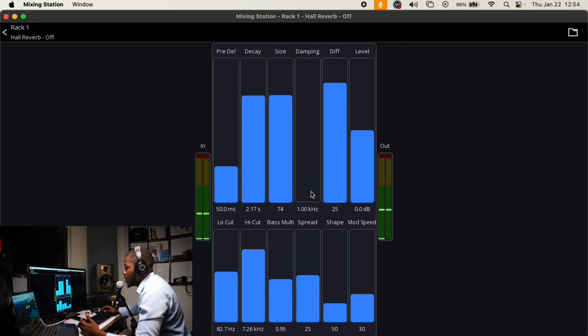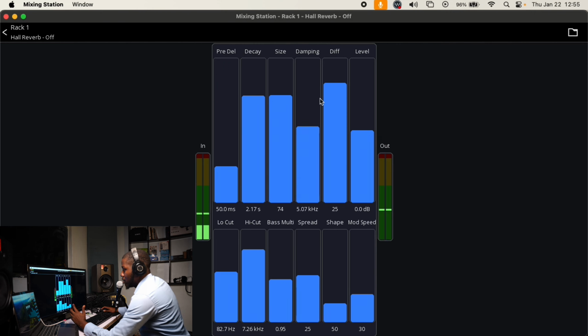It's as simple as to see. Now look at the damping. It's on the lowest now, 1 kilohertz, right? By the time I increase it, just take a look at this. So can you see that? So compare. I don't know if you are seeing that.